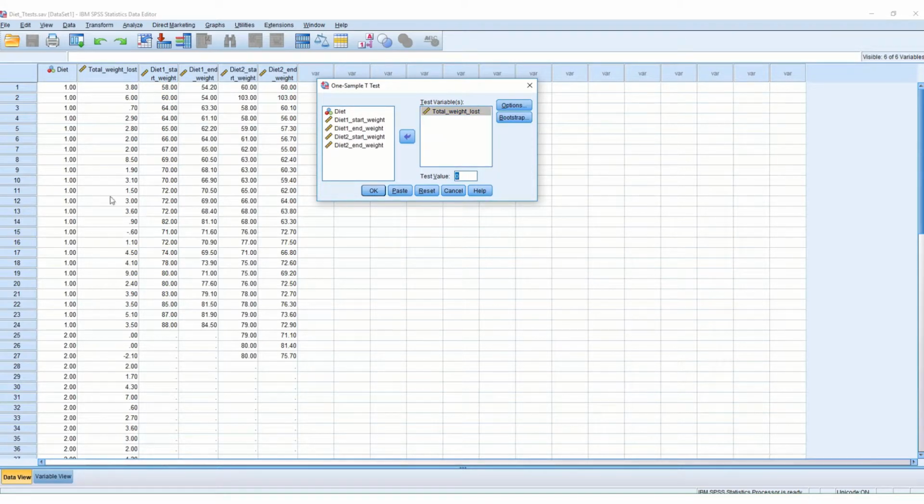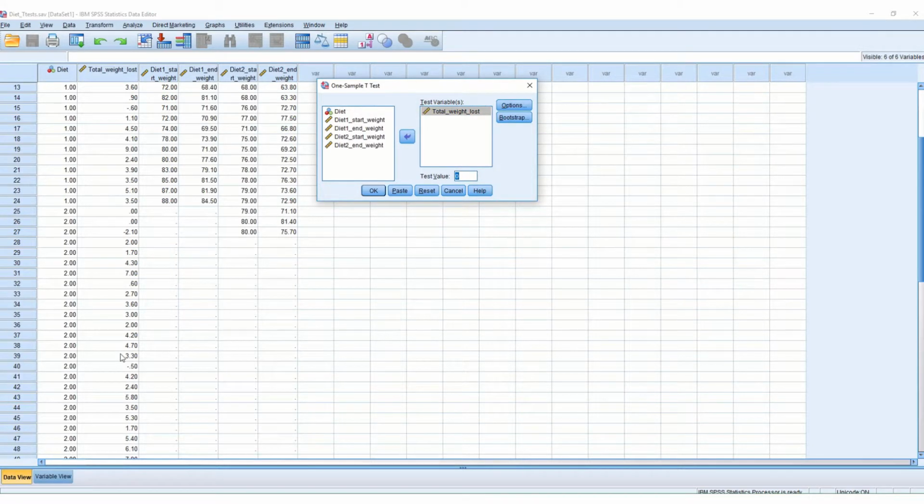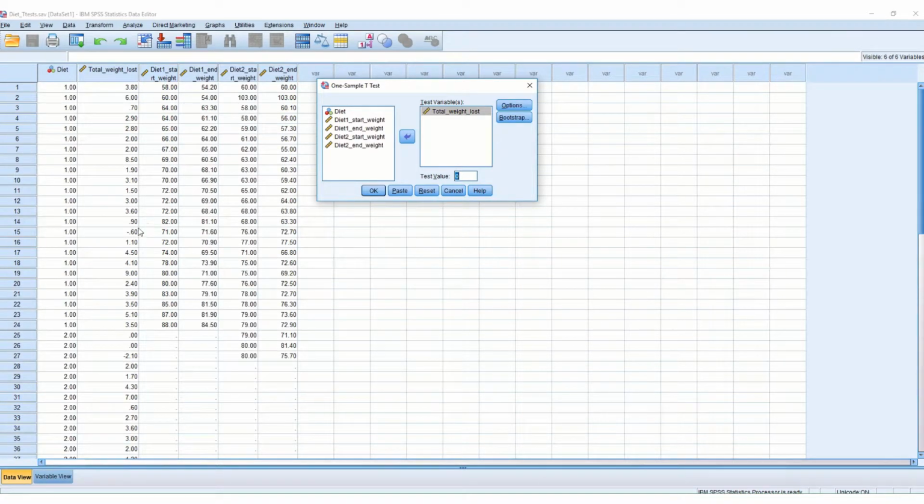We could decide to compare all of our data, both for diet 1 and diet 2, and say, well, in terms of the amount of weight that was lost, was this significantly different from, say, 3 kilograms? It might be that in the literature 3 kilograms is significant for health reasons, or that shows an effective diet. So there may be a reason why you've picked a particular value. In this example, I am just using all of the data for both of these diets.